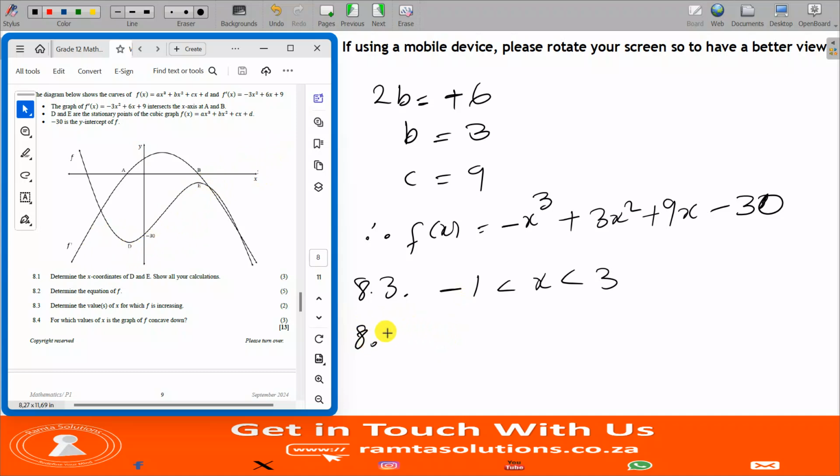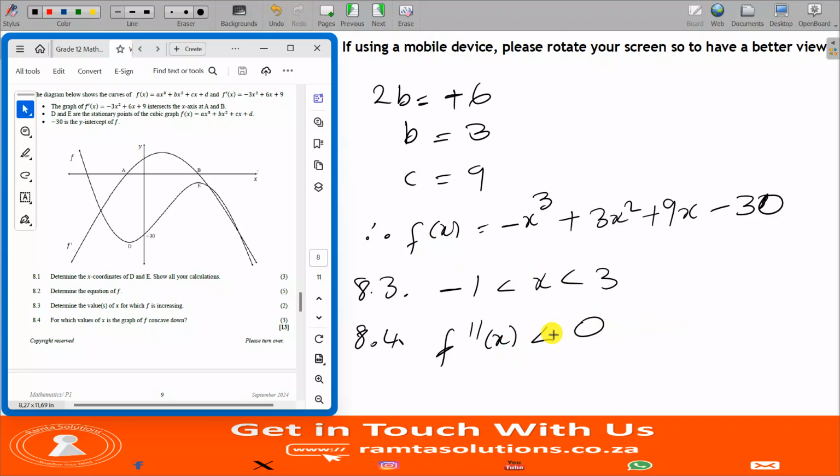8.4, for which values of x is the graph concave down? So we will take the one where we say the second derivative is less than 0. Or you can use the midpoint of the two stationary points, which in this case must be greater than 0 for it to be concave up.